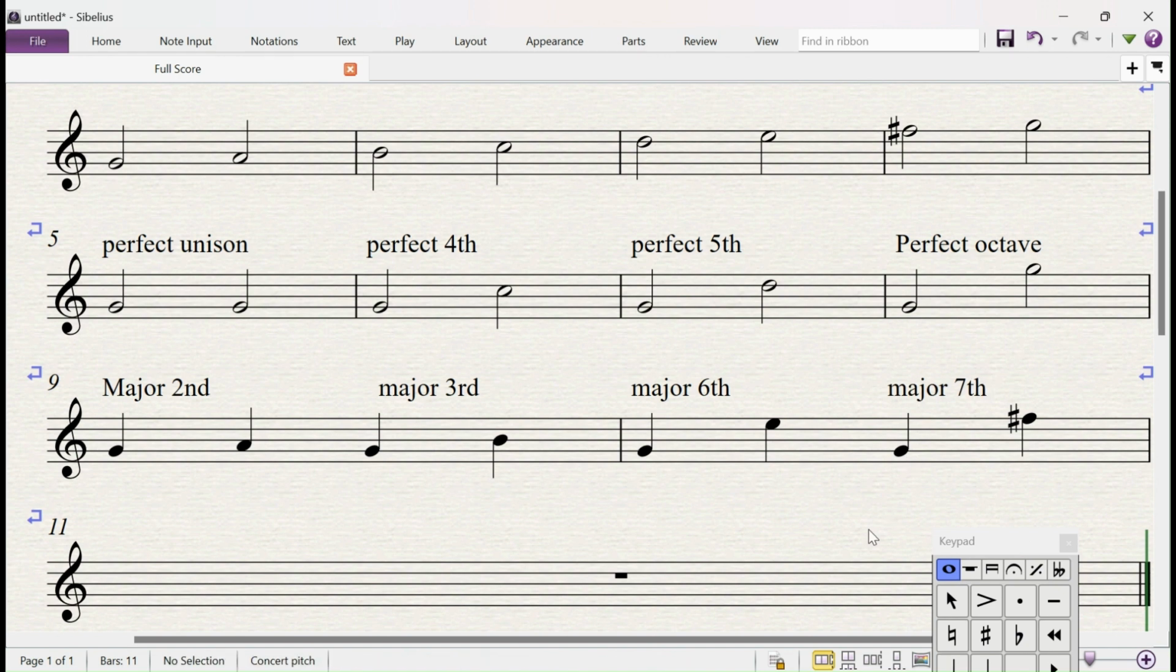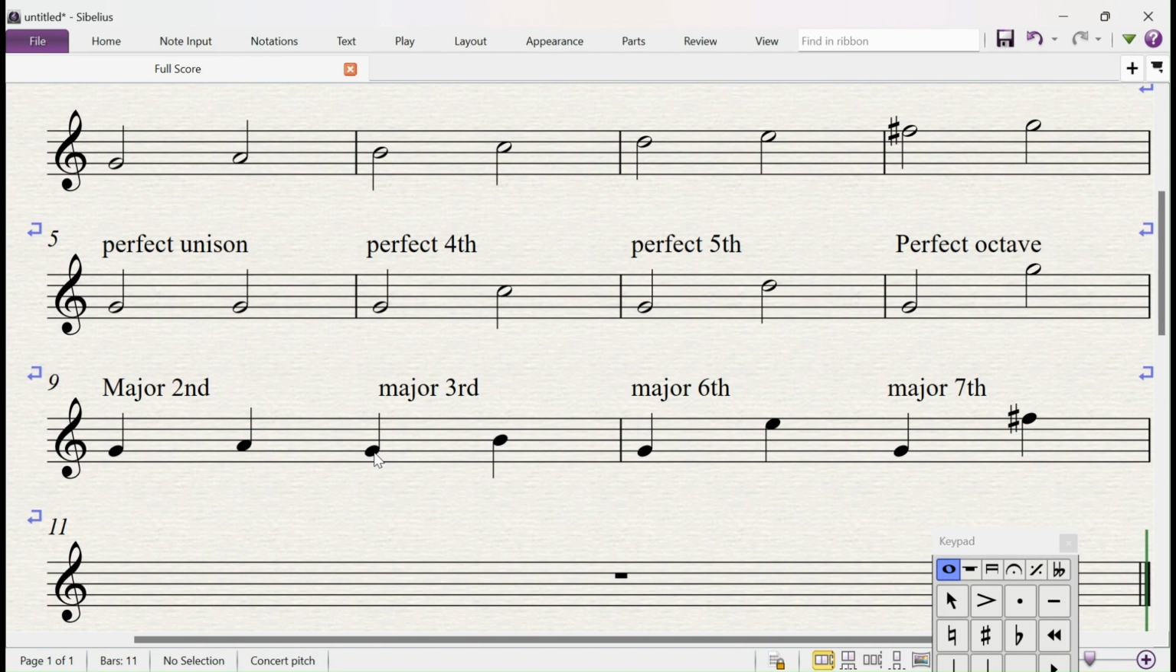So here's what you do. You look at the lowest note, and the lowest note you are going to give the name of the major scale. In this case, my lowest note is G. So this is going to be G major.